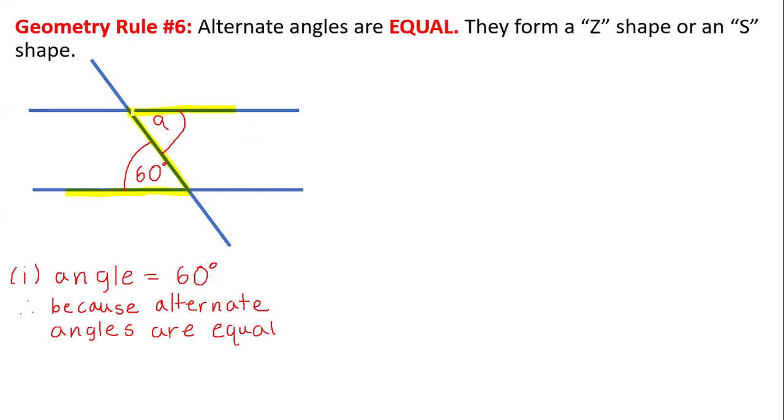That's the Z shape. So these two angles are alternate angles. In particular, they are alternate interior angles. So this is the Z shape. All right, does that make sense to you all? Let me know if that makes sense to you.